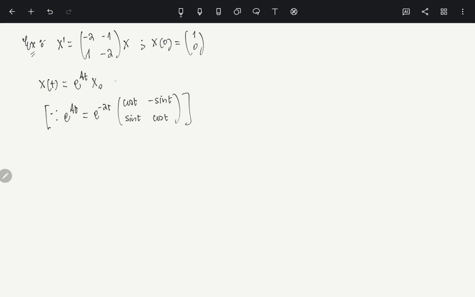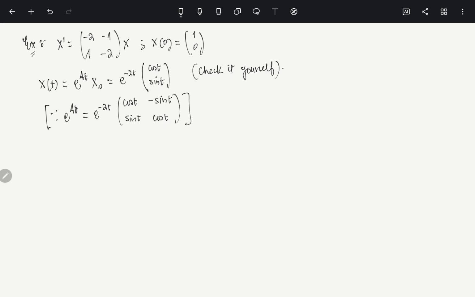Okay, so you just put this matrix here and act it on (1, 0). The answer which you are going to get, I am not calculating again, you can calculate it yourself. So you have to check it yourself. It is e power minus 2t times cosine t and sine t. Okay, so please check it yourself. Clear? Okay, so this is how you calculate this. Very, very simple.